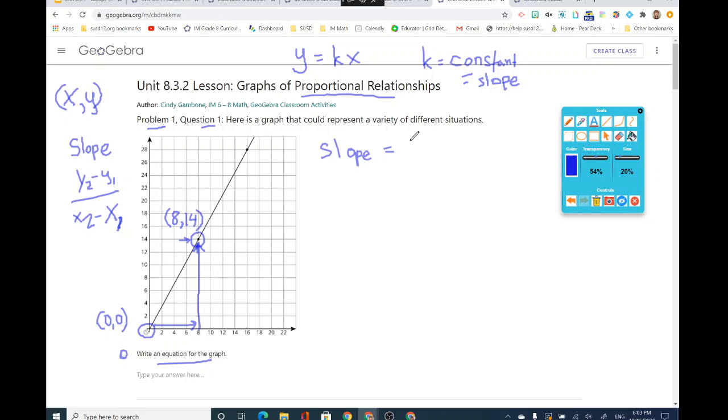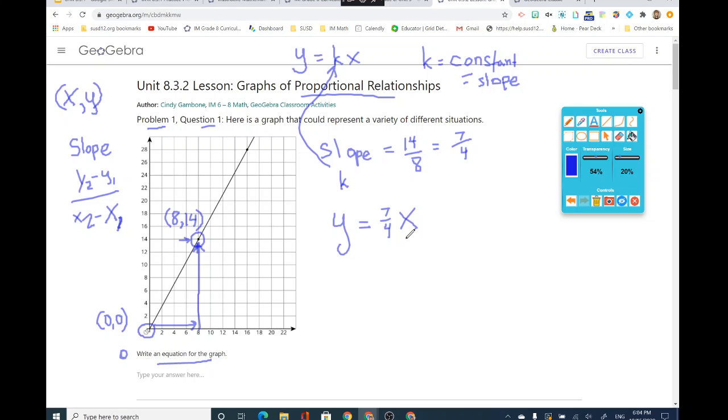equals 14 units up divided by 8 units over. And let's reduce the fraction. If you divide each of those by 2, you get 7 over 4. Now we can fill in our slope. Remember, the slope is k, our constant in our proportional relationship. So k goes right here, and you can write an equation for this line. It is y equals 7/4, we calculated that, times x.